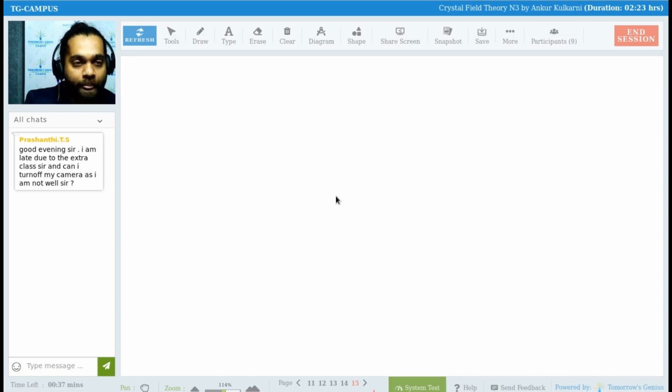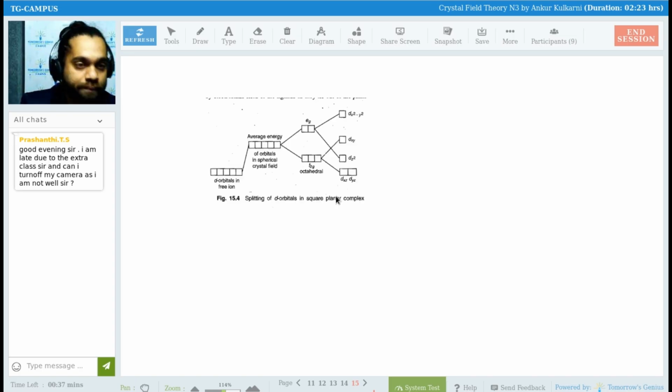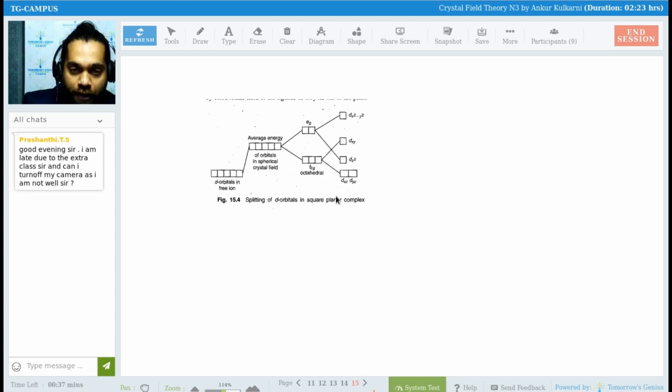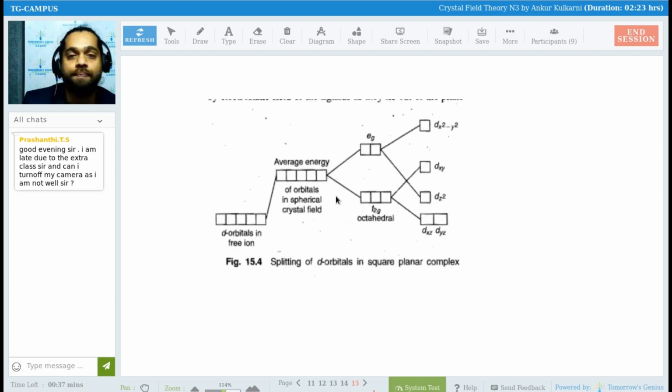Now look at this diagram. Over here we have the d orbital, on the left hand side. I'll zoom it in a little bit. We have a d orbital, as I told you. What happens as the ligand approaches? They go higher in energy than the average energy. Correct? Then in the octahedral, what happens? They split into two. T2g goes down, eg comes up.